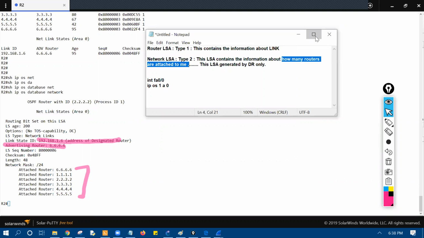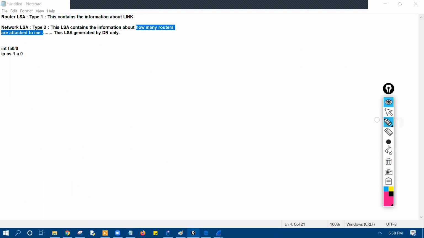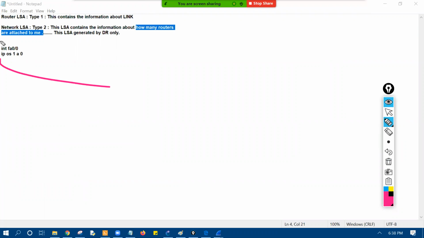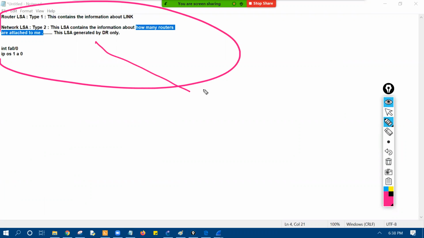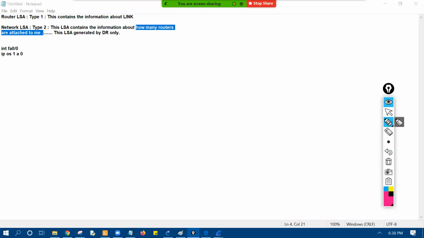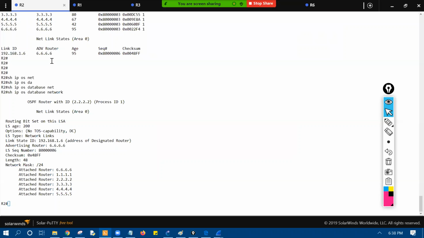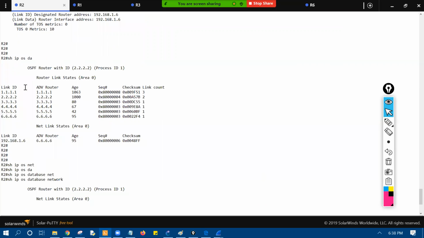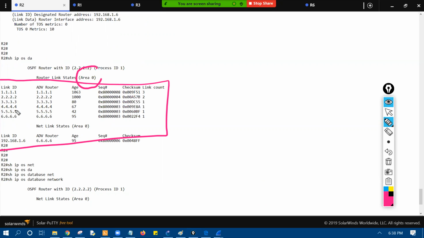So in a single area, you will only find these two LSAs. This information will never be shared to another area directly. I cannot show this whole information to a different area. This is my area 0 information, the detailed information, and I cannot send the detailed information to a different area, area 1 or otherwise.